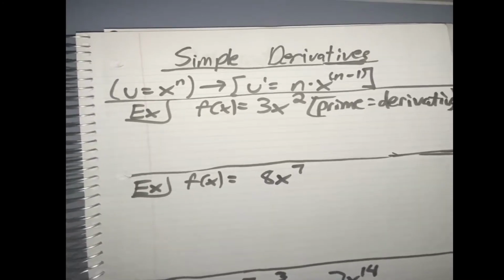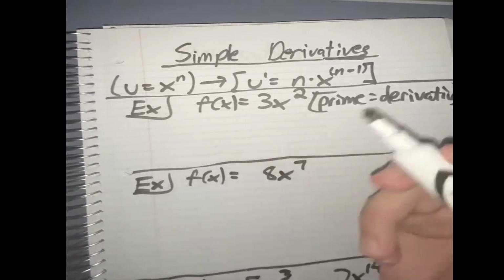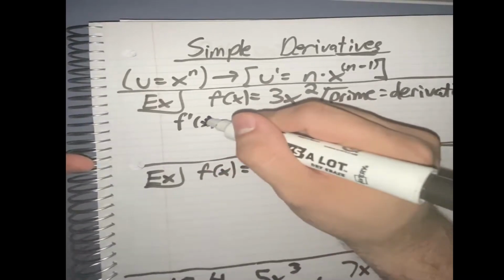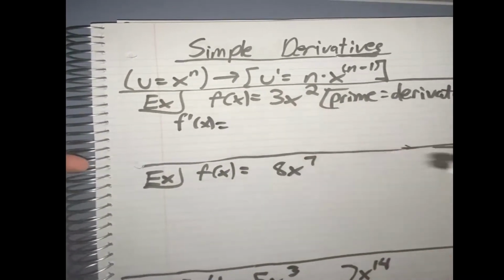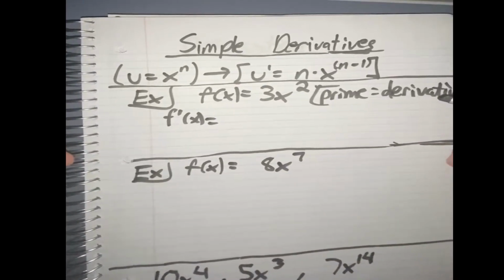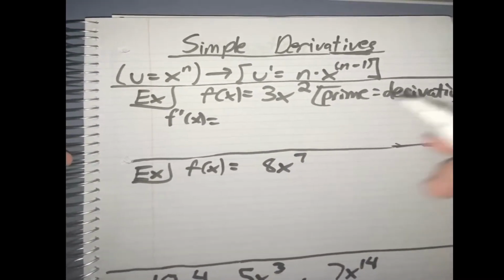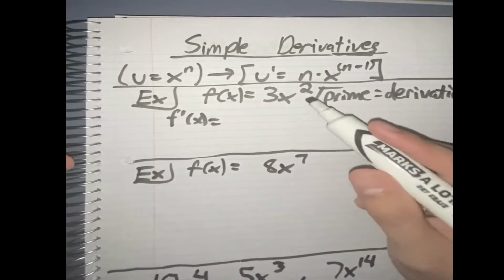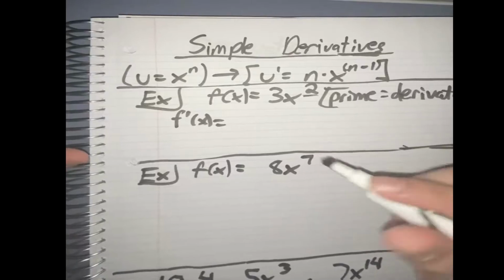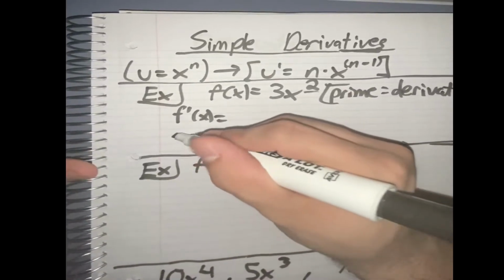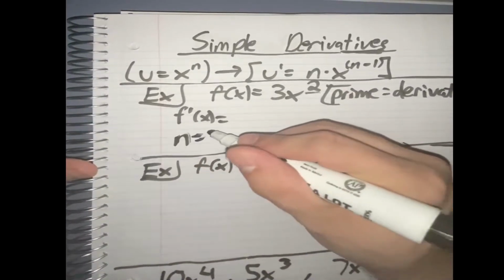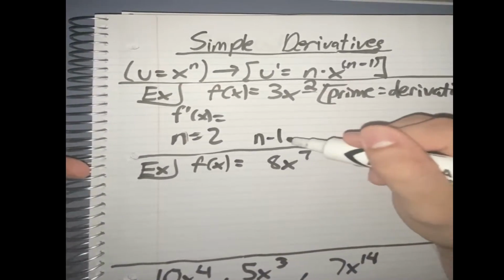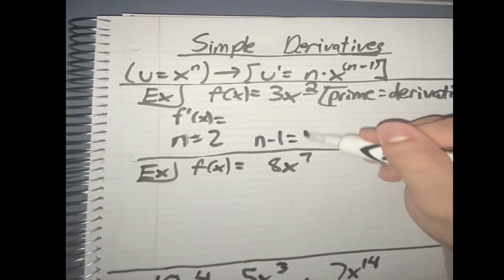So we're going to take the derivative of f of x, and we're going to call it f prime of x. We haven't solved for it yet because we need to identify a couple of things. We need to identify our exponent, which is 2 in this case. We're going to call it n, so n is equal to 2. What's n minus 1? n minus 1 is equal to 1.